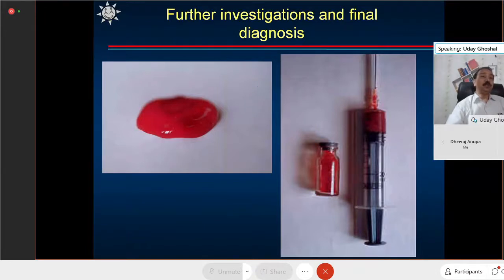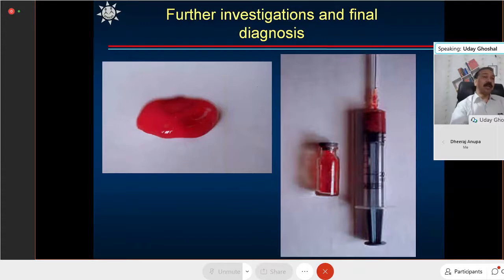What are the causes of pseudomyxoma peritonei? Appendicular tumor is classically known to produce pseudomyxoma peritonei. Second, the gallbladder can rarely lead to it. Stomach cancer can lead to it, and colon can lead to it. Typically, those which produce mucin tend to produce pseudomyxoma peritonei.